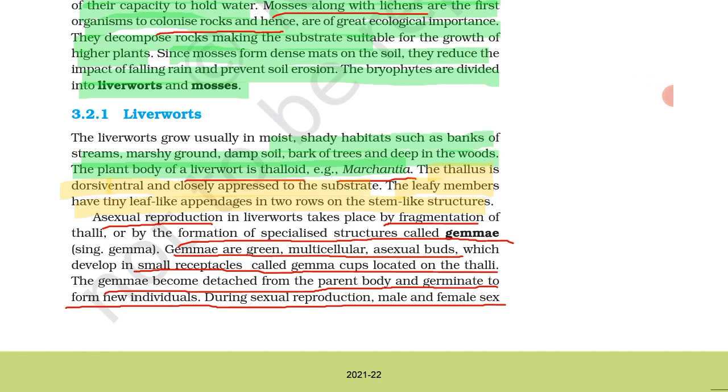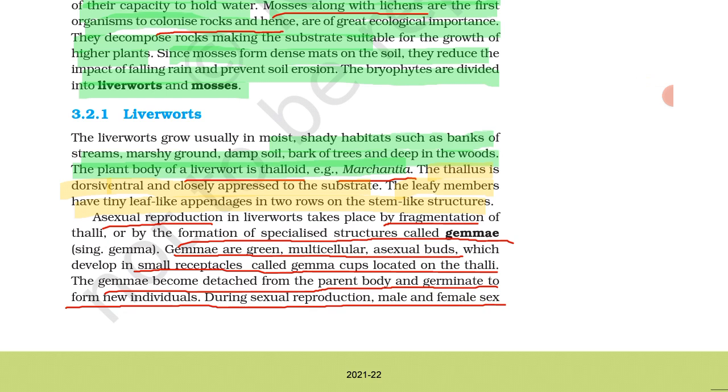Liverworts grow usually in moist, shady habitats such as banks of streams, marshy ground, damp soil, bark of trees, deep in woods, etc. Means what? They live in moist, shady places: banks of streams, marshy ground, damp soil, bark of trees, and deep in woods.